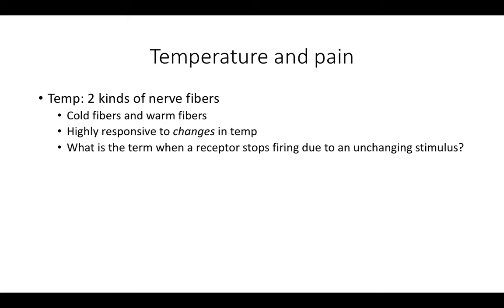Temperature and pain. There are 2 kinds of nerve fibers that sense temperature. We have different nerves that sense cold and warm. They are both highly responsive to changes in temperature, not so much just absolute temperature. And if you remember from the beginning of the unit, when a receptor becomes less responsive due to an unchanging stimulus, what we call that, and that is particularly true for temperature. Pain is complicated.